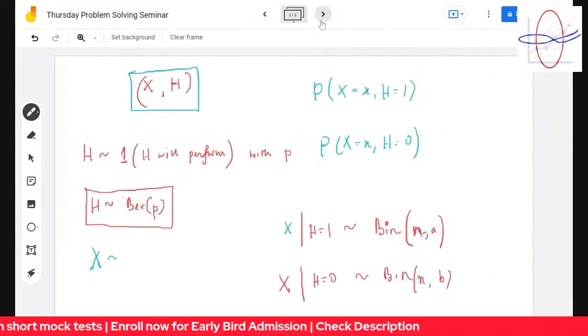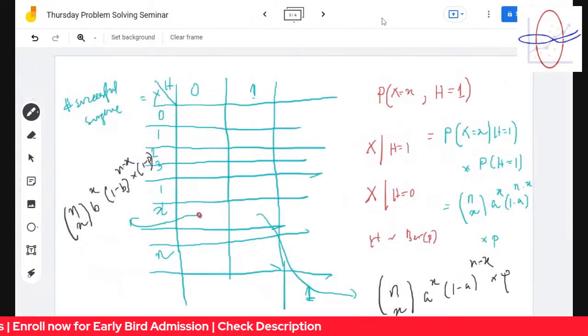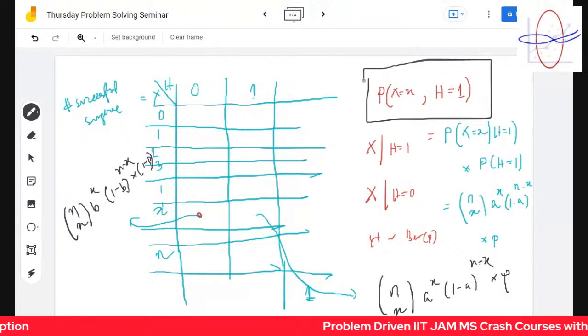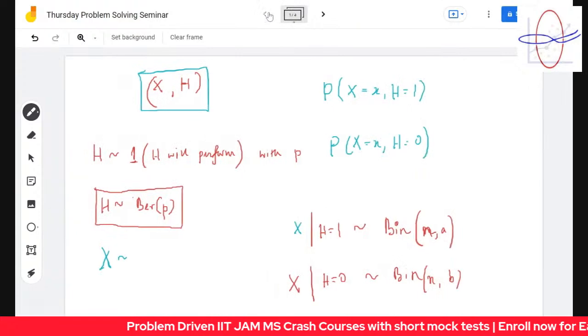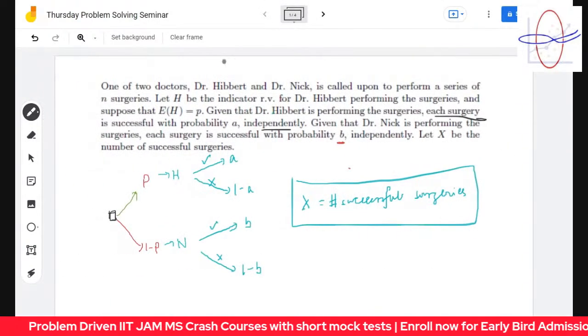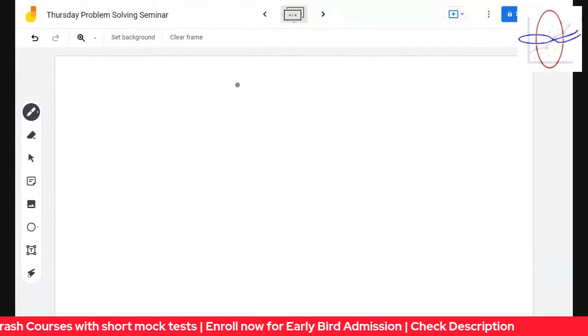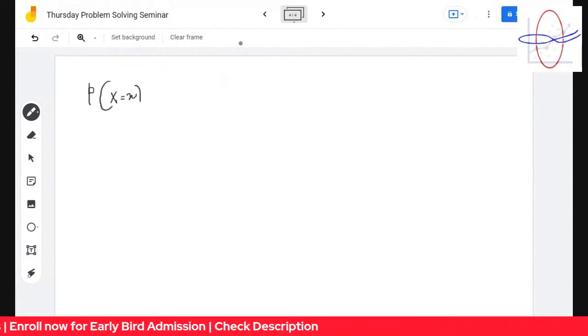Okay. So we have got a joint distribution of probability X equal to x and H equal to 1. Very easy to understand. So this is the first step: find the joint distribution of X. The next step is to find the distribution of X, the probability X is equal to x. We need to find it out.